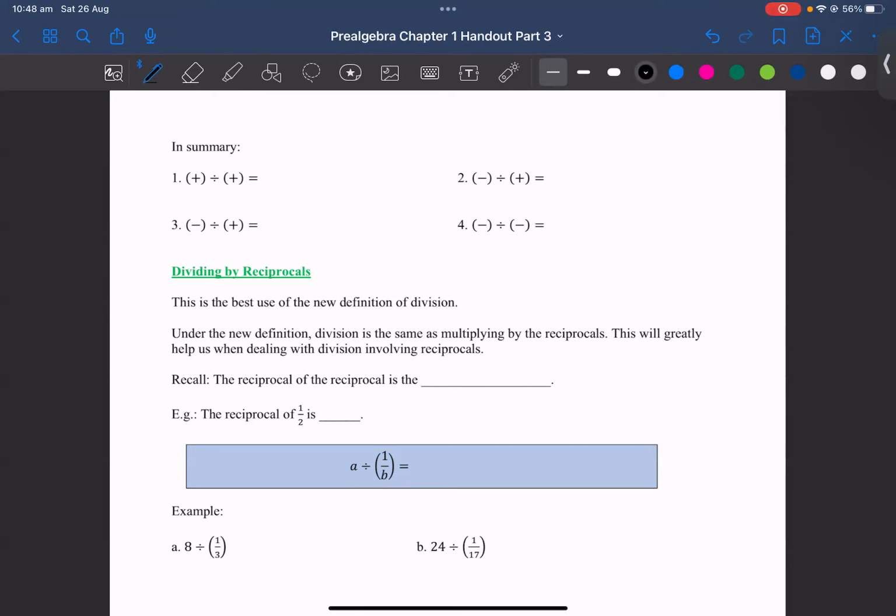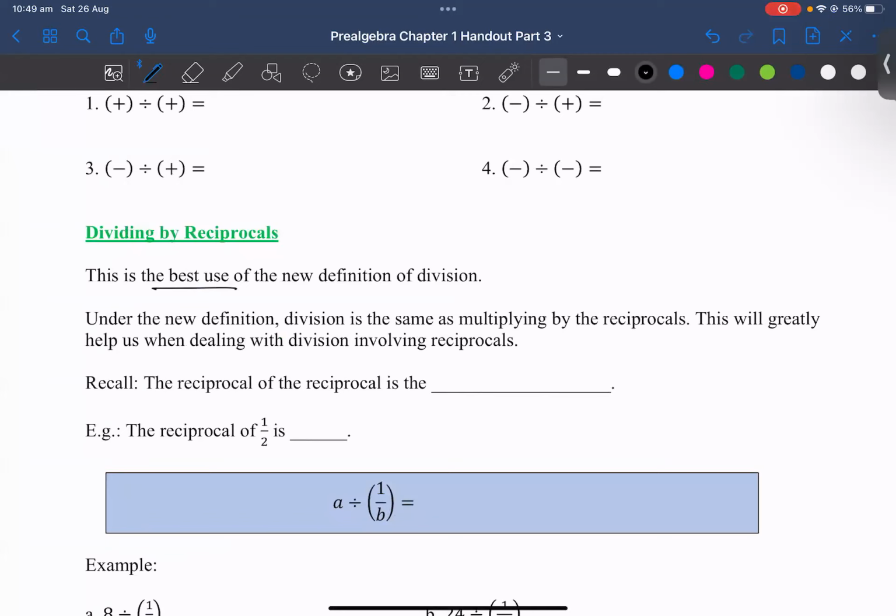So this is the best use of the new definition of division. Remember again, under this new definition, when you divide by a number, it's the same as multiplying by the reciprocal. So this will help us a lot when you have to divide by reciprocals. Because remember, the reciprocal of a reciprocal is what? If you have, let's say, 5, you do the reciprocal of that, and you do the reciprocal of that again: 5. So you come back to the original number.